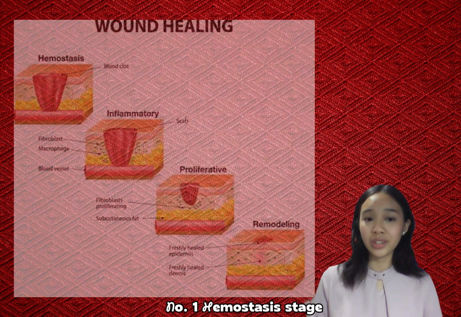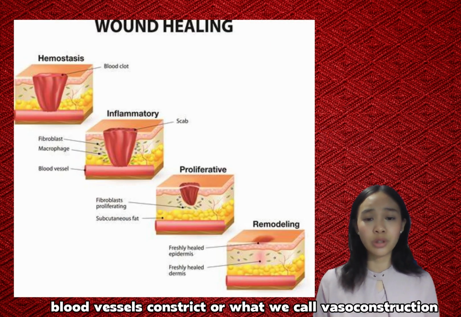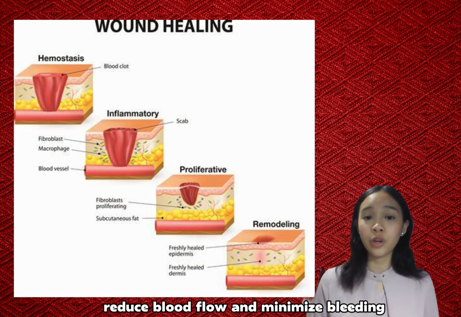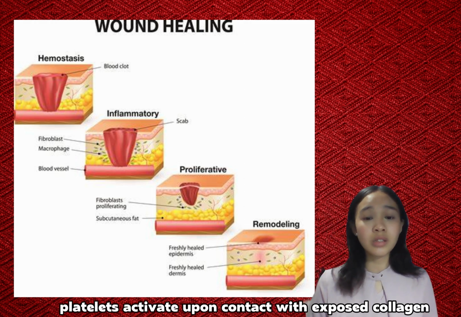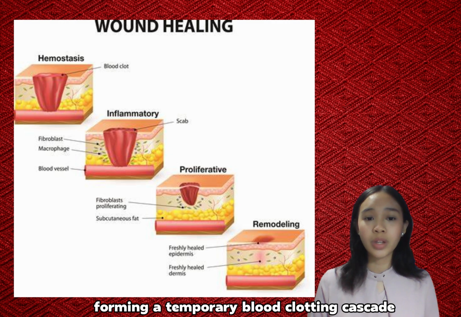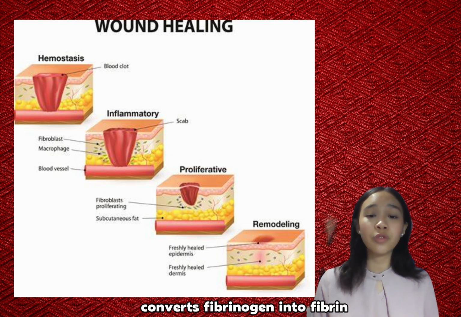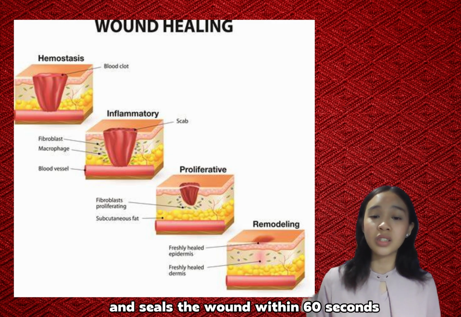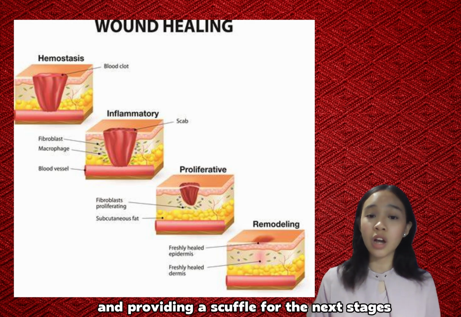Number 1, hemostasis stage. Immediately after an injury, blood vessels constrict, or what we call vasoconstriction, to reduce blood flow and minimize bleeding. Platelets activate upon contact with exposed collagen, forming a temporary plug. A clotting cascade converts fibrinogen into fibrin, which stabilizes the clot and seals the wound within 60 seconds, preventing further blood loss and providing a scaffold for the next stages.